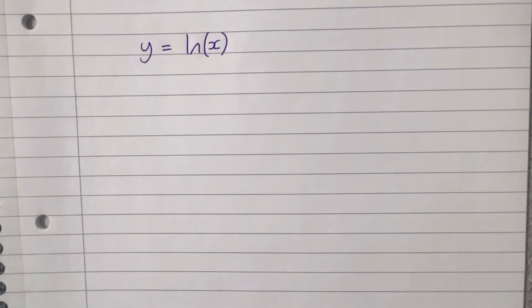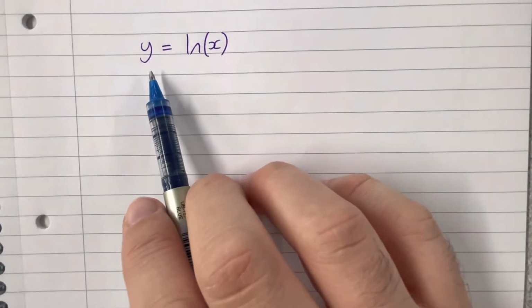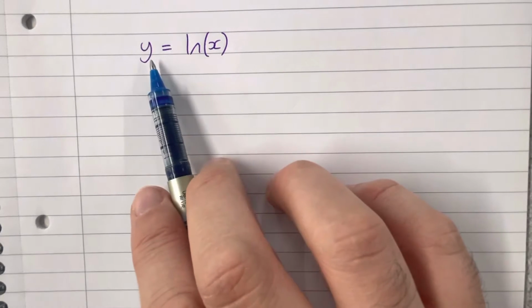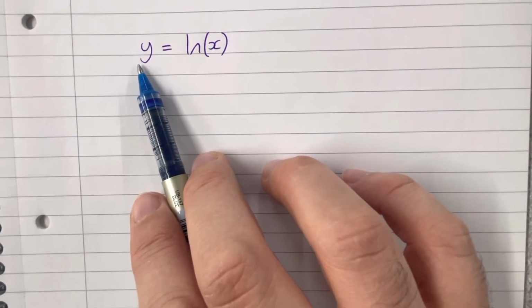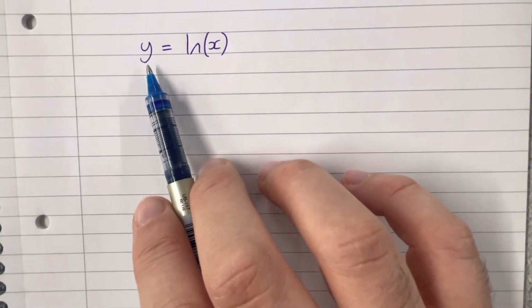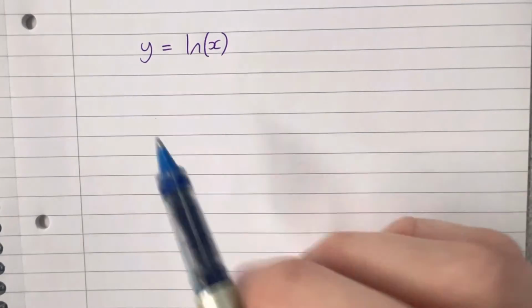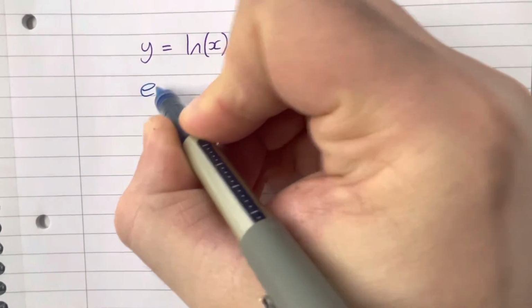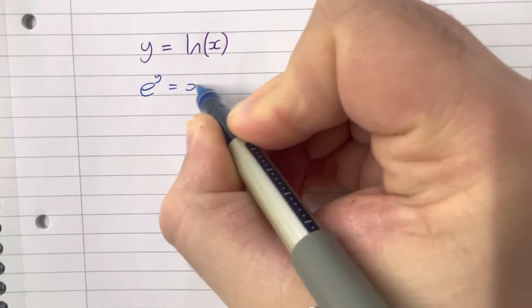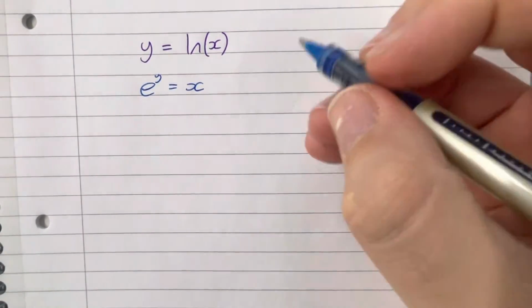Okay, video on how to differentiate the natural logarithm function. So we've got y equals log of x, and what I'm going to do is raise both sides to the power e, and then differentiate implicitly. So to get rid of the log, I'm going to say e to the y equals x. That's raising both sides to the power e.